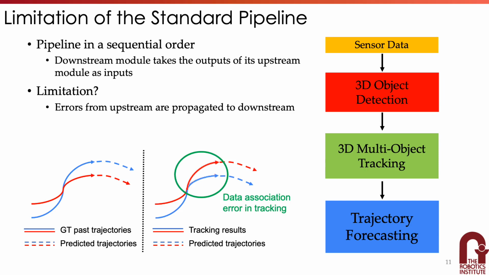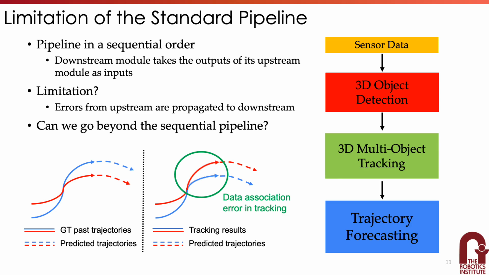Here we show a toy example. On the left, we have predicted trajectories for two objects, red and blue, in dotted lines, given the ground truth past trajectories in solid lines. On the right, we can see that if our tracking module made a mistake in the data association, then the predicted trajectories can be seriously affected, and in this case, the identity of the prediction is switched.